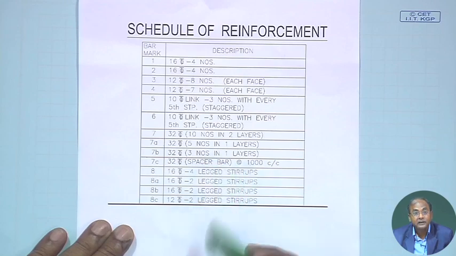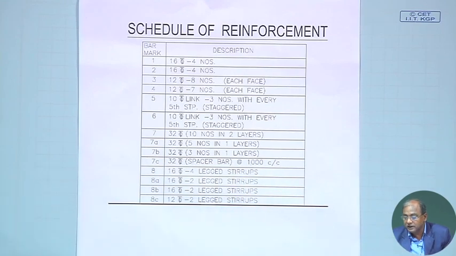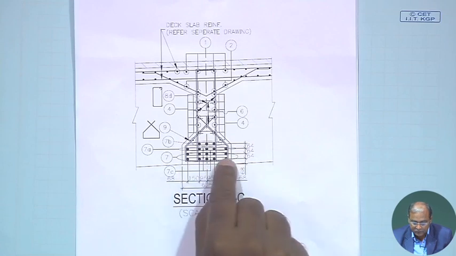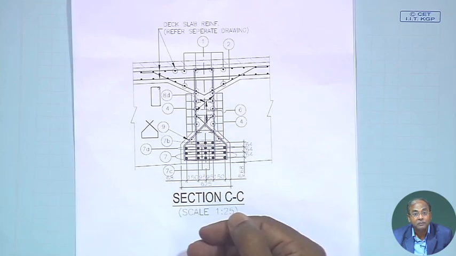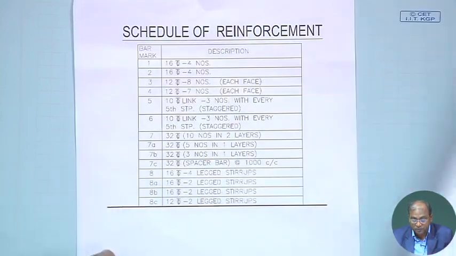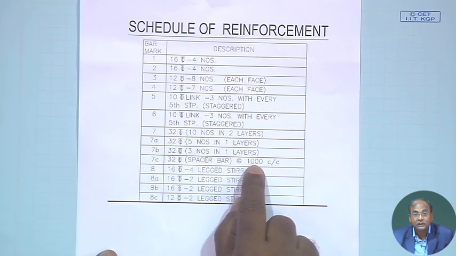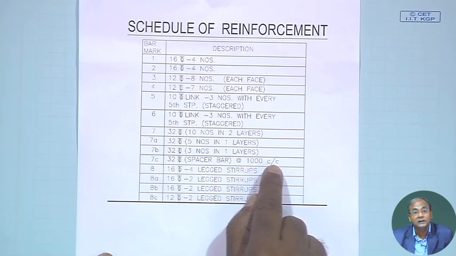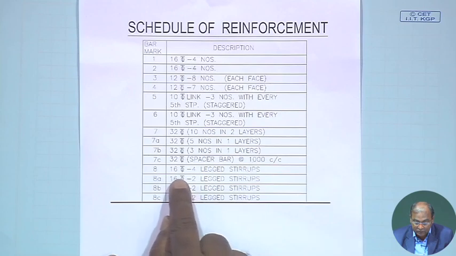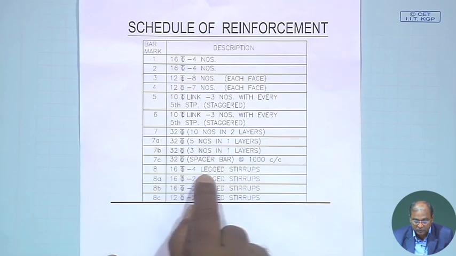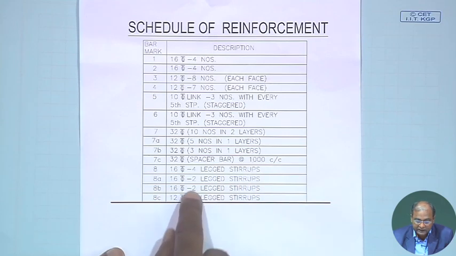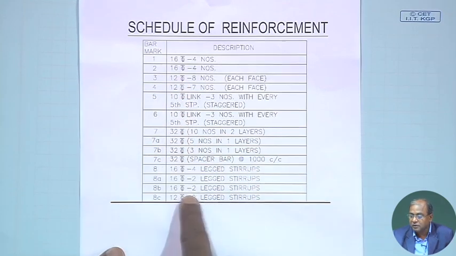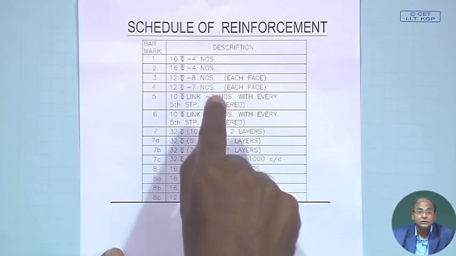Whenever you provide different layers of bars, they may fall, so you have to provide spacer bars in between so that the bars will not come down. That one you provide at 1000 center to center, 1 meter center to center. Then you provide 16 tor four legged stirrups and 16 tor two legged stirrups. All this information you have to give here.